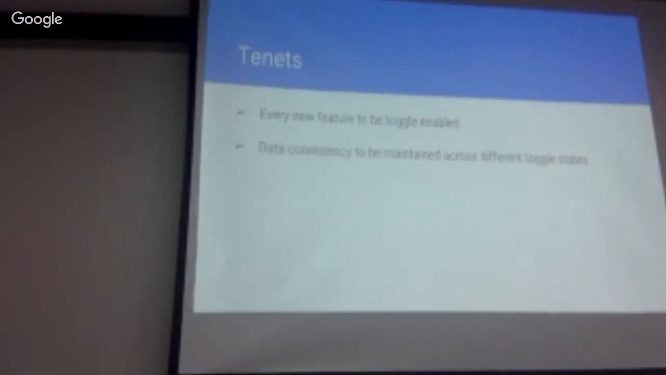Now, another important thing is we need to ensure the data consistency between the two toggle states. For example, when I have a toggle turned on, and the data gets into a particular state, and when I have the toggle turned off, the code should be able to work with the existing data, right? So the data consistency should be maintained across the two states of toggle. These are some of the things that helped us manage feature toggles in both development and production.